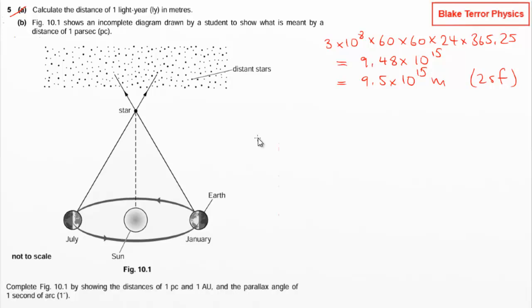That's just the definition. Figure 10.1 shows an incomplete diagram drawn by a student to show what is meant by a distance of 1 parsec. So 1 parallax arc second. Not to scale, yeah, clearly not.